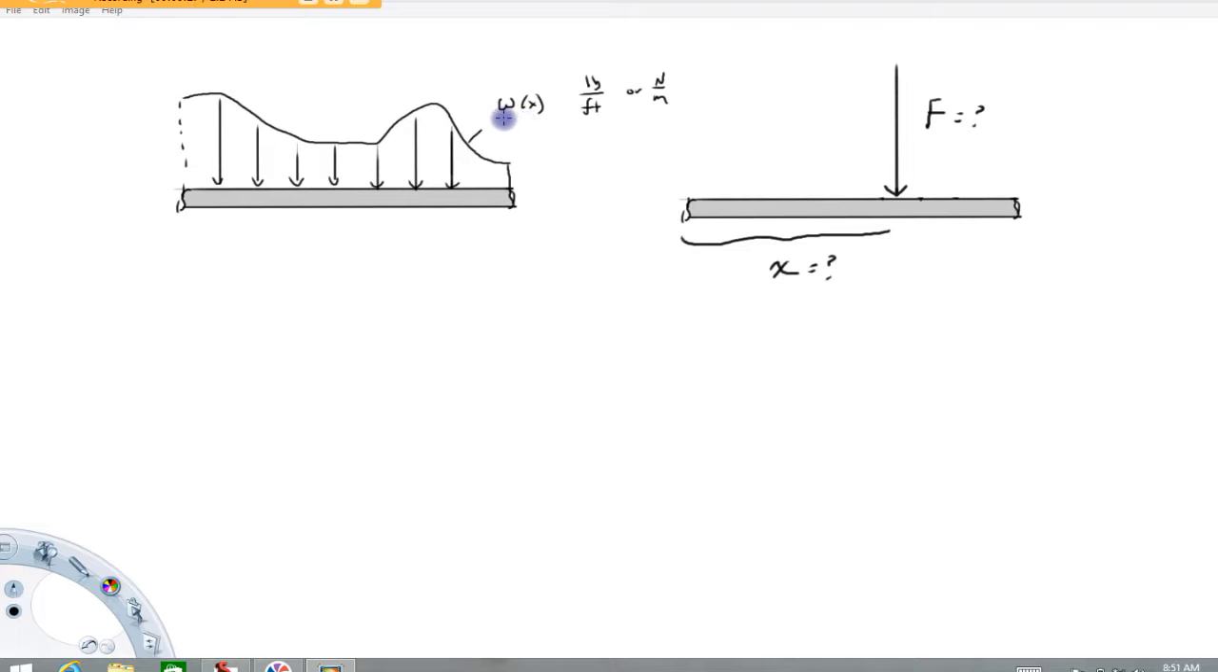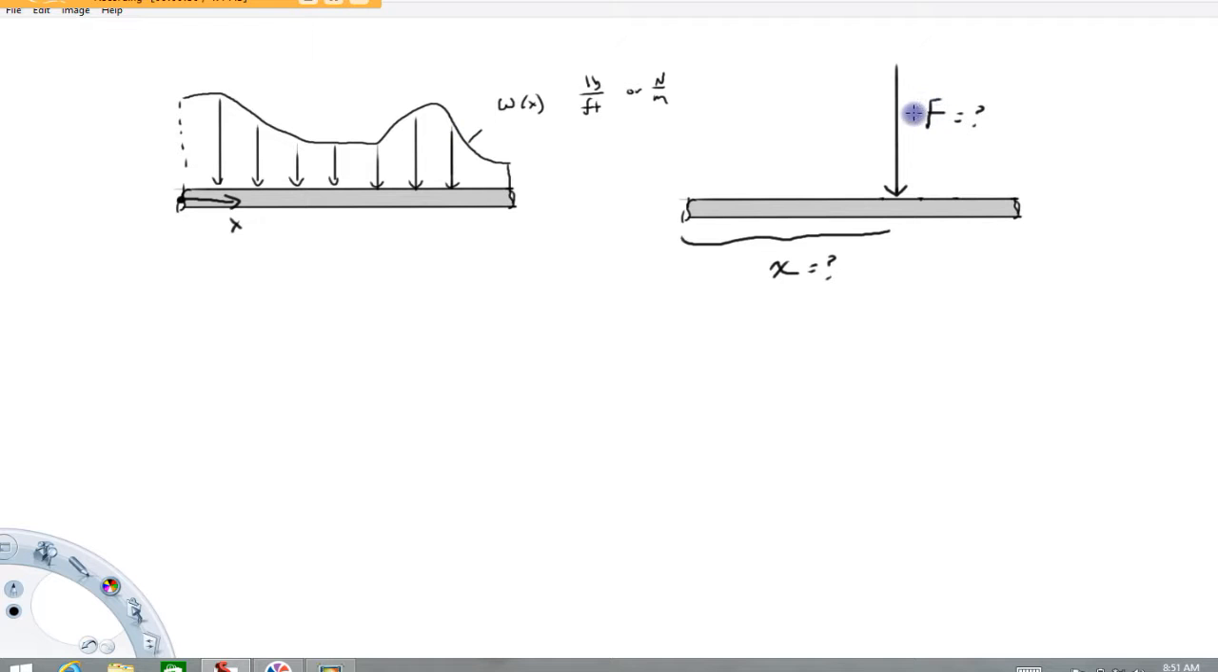Now, this function is normally described with respect to some set of coordinates. I'm going to put that at the left end of the beam. So we've got an x, and we don't really need the y-axis for this. In this coordinate system, the vertical distance represents the value of this function, and you notice that the value of the function changes as we move left to right.